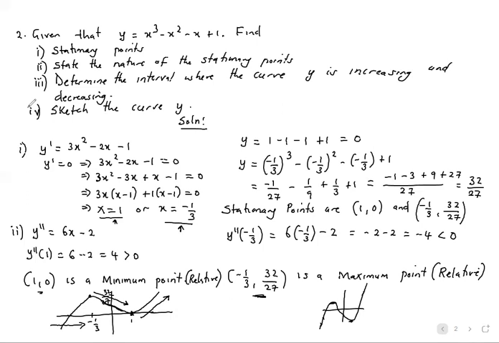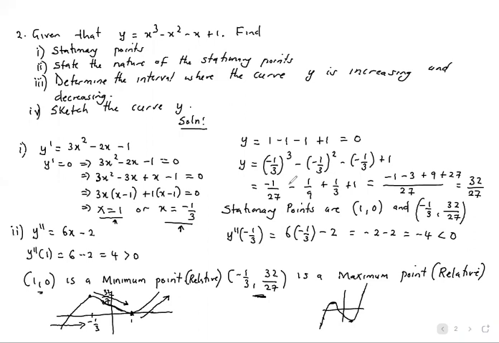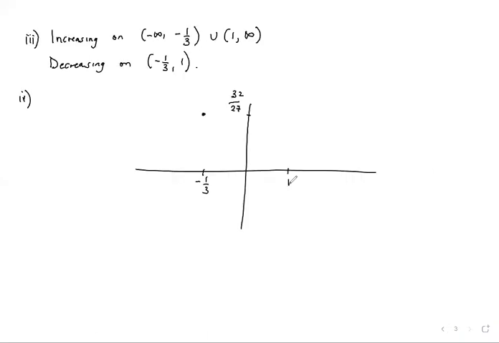I don't know if you can repeat on determining the interval. So to determine the interval, since we have found the critical numbers, we have found the turning points, negative 1/3, 32/27, and so this is a turning point. We've also found 1, 0 to be another turning point.